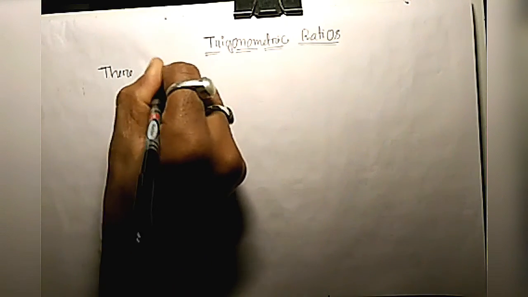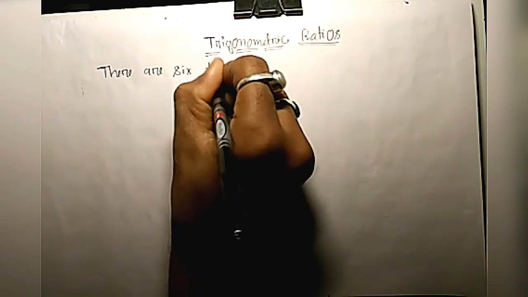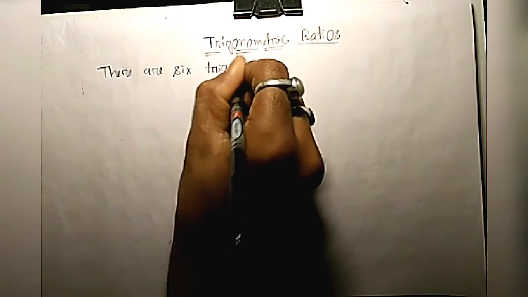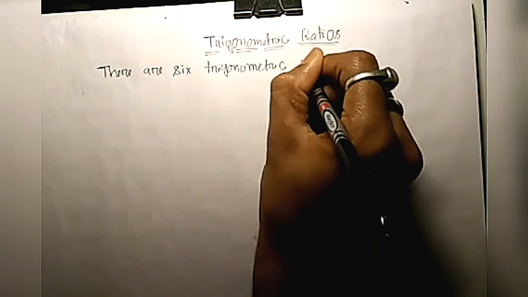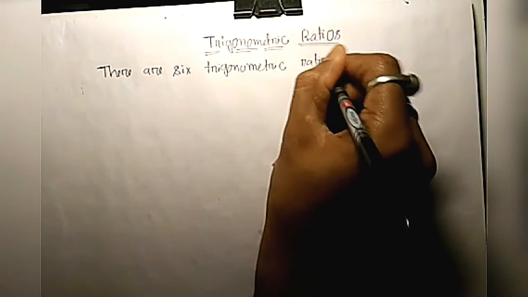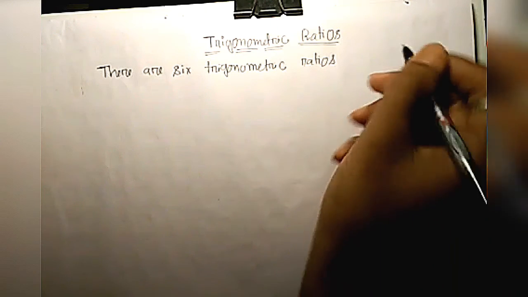So let's move to the topic trigonometric ratio. Today we will discuss trigonometric ratios. So there are 6 trigonometric ratios. How many trigonometric ratios? There are 6 trigonometric ratios.